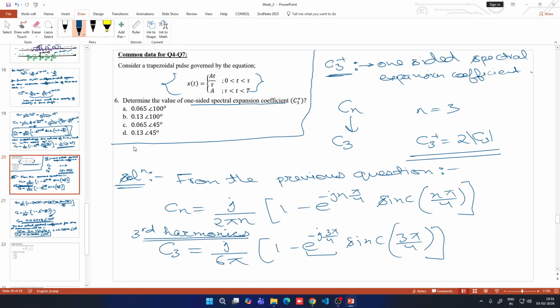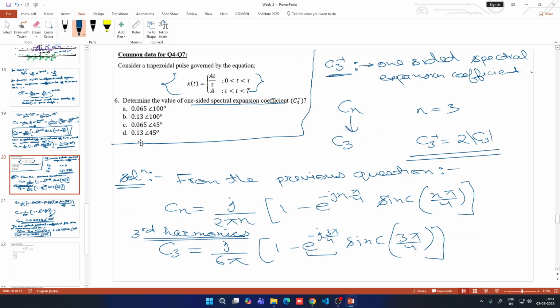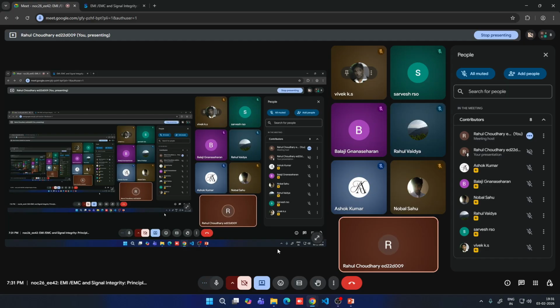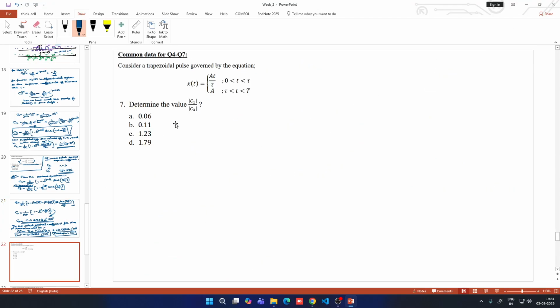Now we'll check the options. The option which matches this is option B, angle is 100. So the correct option is option B. I hope this is clear. If you have any doubt in question number 6, please let me know. Okay, if it is clear, then we will move on to question number 7.